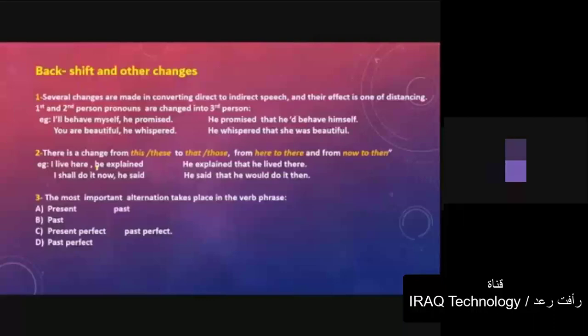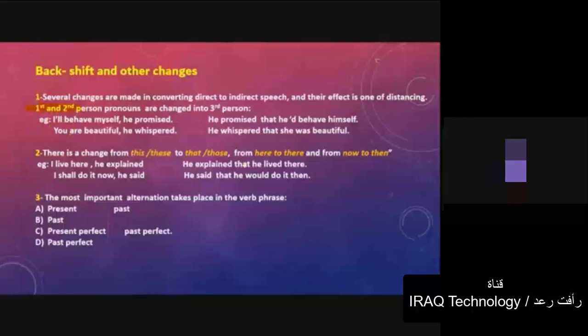Back shift and other changes. When we transform a sentence from direct into indirect speech, we need to apply some changes. The most important changes made in converting direct into indirect speech are the effect of distancing. The most important change is that first and second person pronouns are changed into third person pronouns. For example, I'll behave myself, he promised. He promised that he'd behave himself.